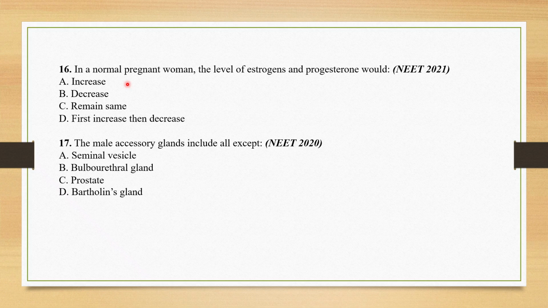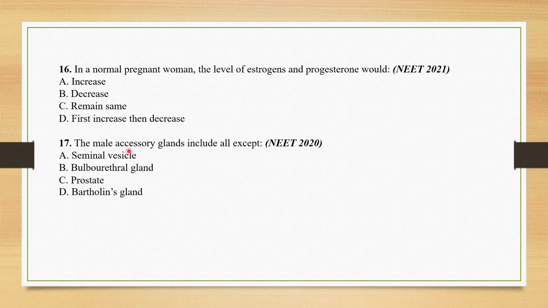These hormones are initially secreted by corpus luteum and later maintained by the placenta. Progesterone maintains the uterine lining for implantation and prevents uterine contractions, whereas estrogen promotes growth of the uterus and mammary glands.